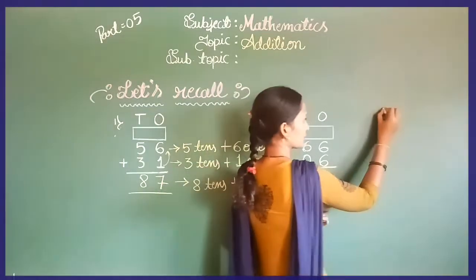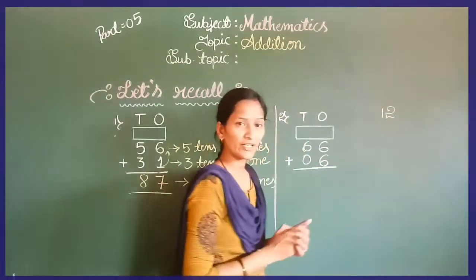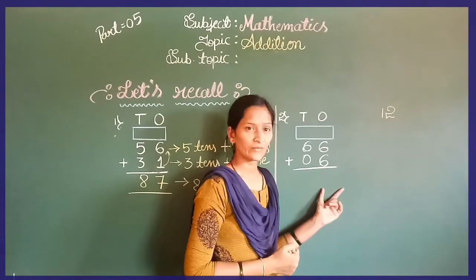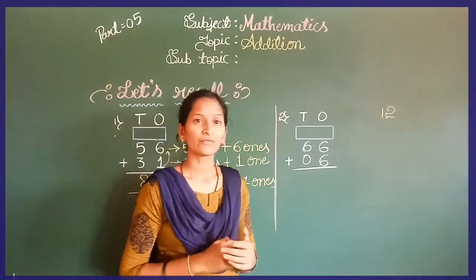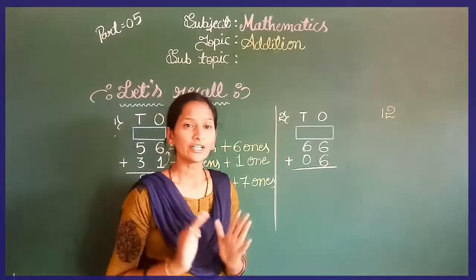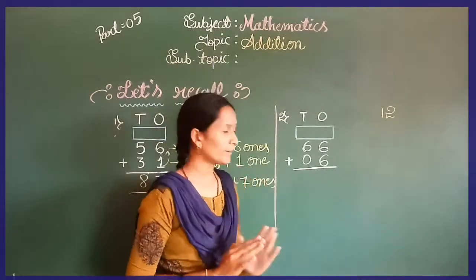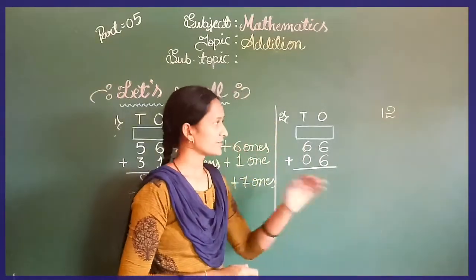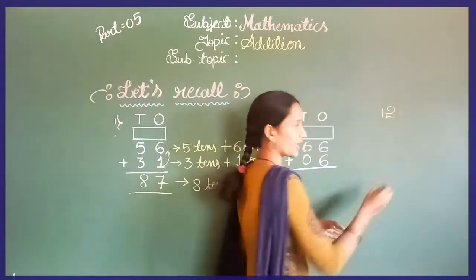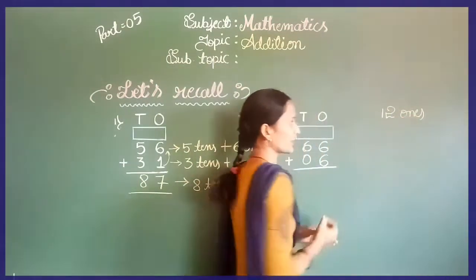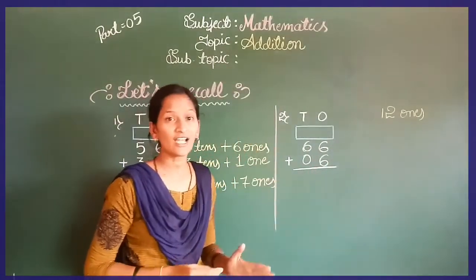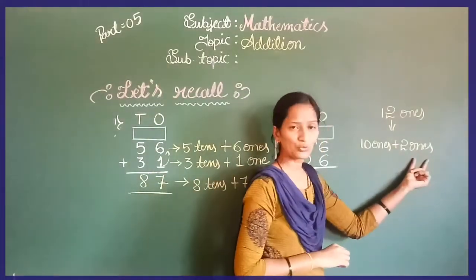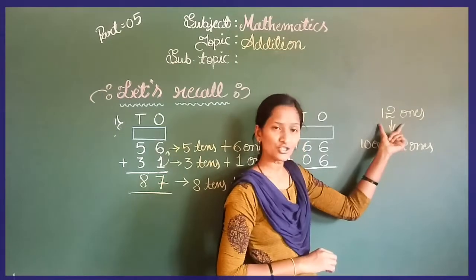Yes, you are right. But this 12 is a two-digit number. What can we do? Is it right to write the 12 here? No, right? So what can we do? You should regroup it. Regrouping means carrying a number from one place to another place. That is called regrouping. First, you should regroup the number 12. So, students, this 12 ones, I am writing as 10 ones plus 2 ones. Look here, 10 ones plus 2 ones, 10 plus 2, it is again 12, right?